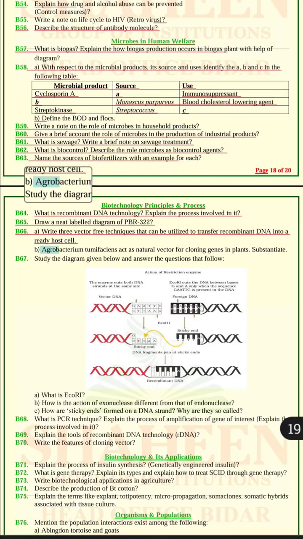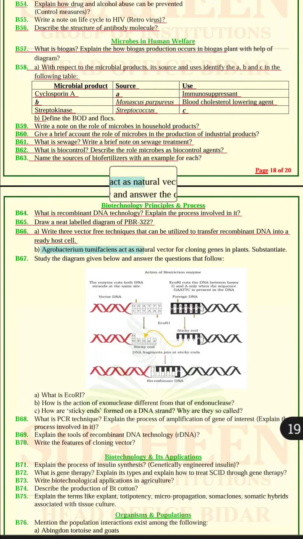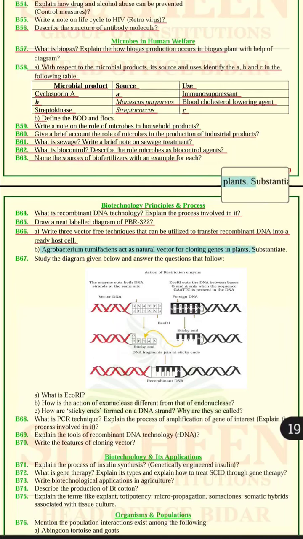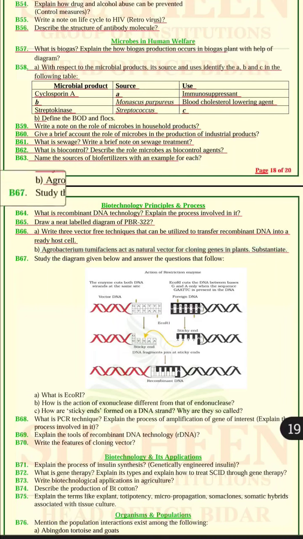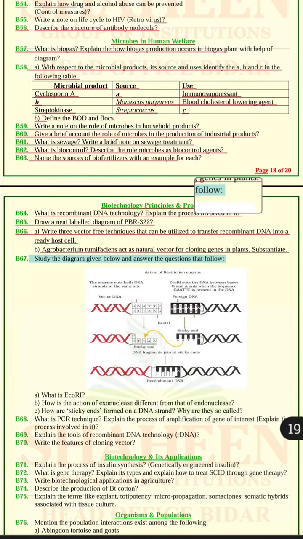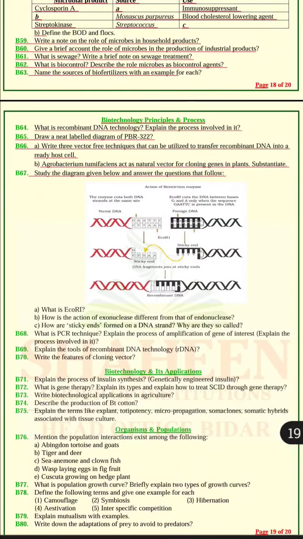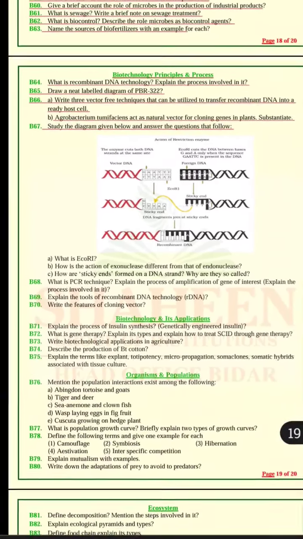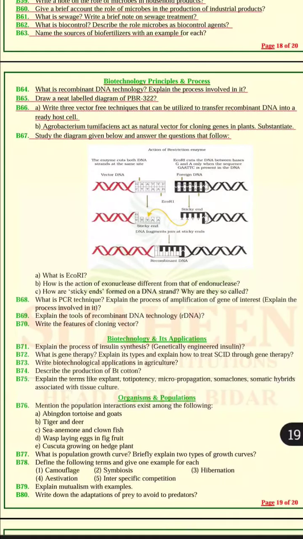And in this, B question is Agrobacterium tumefaciens acts as a natural vector for cloning genes in plants. Substantiate. And question number 67, study the diagram given below and answer the questions that follow. Okay friends, this diagram has been given to us, and let us know the questions.